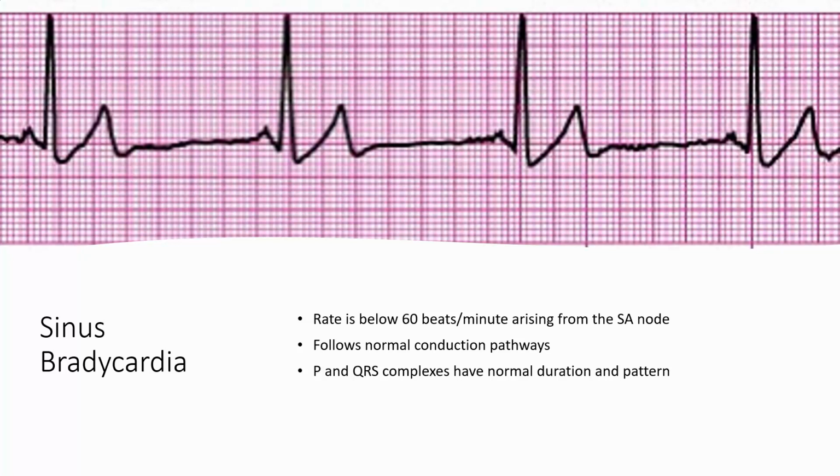The second thing you want to examine is your rhythm. Your rhythm is regular. What I mean by that is when you are looking at your R to R's, they are matching up and there's the same amount between them. Your P waves are similar in appearance and you have a P wave before every QRS complex. Your PR interval is within defined limits.